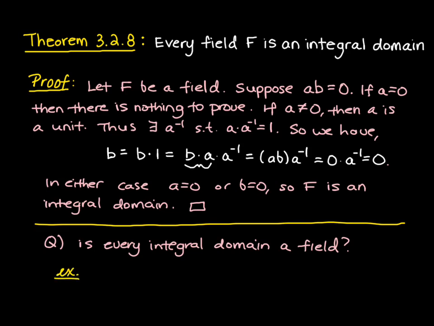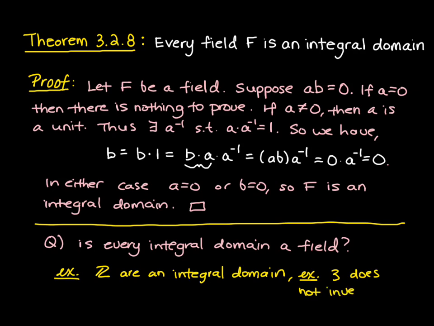So for example, the integers in particular are an integral domain. But it's not a field, and it's enough to just state one element that doesn't have an inverse. So for example, 3 does not have an inverse. In fact, the only elements with inverses are 1 and -1.